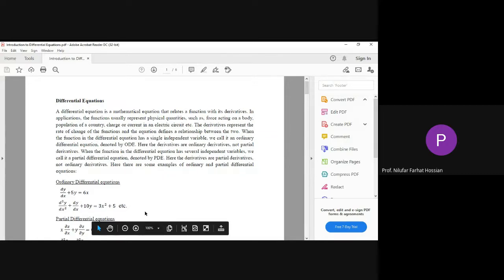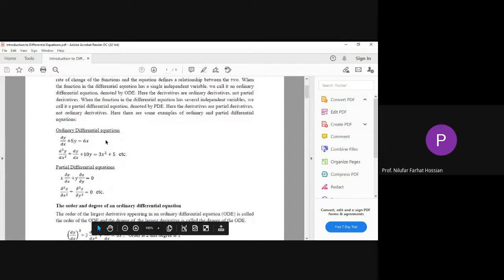So there are some examples here. You see, ordinary differential equations. There are only two variables, y and x. This term contains the derivative dy by dx, first order, 5y equal to 6x. So this is a differential equation, and it is an ordinary differential equation. Another equation, you see here, there are two terms containing the derivatives. This term contains the first order derivative, and this term contains the second order derivative. So this is a second order differential equation.